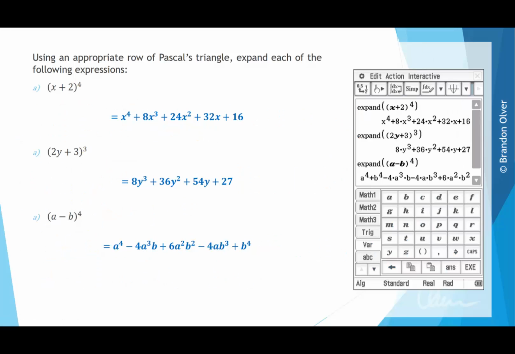So on this slide, you can just see that when we use a calculator to expand these, we get all the same expressions, A, B, and C now highlighted as what we found on the previous slide, and they're repeated here as the answer for you.